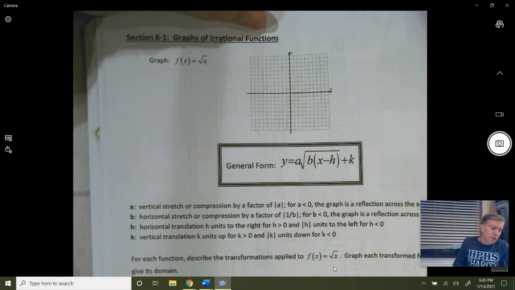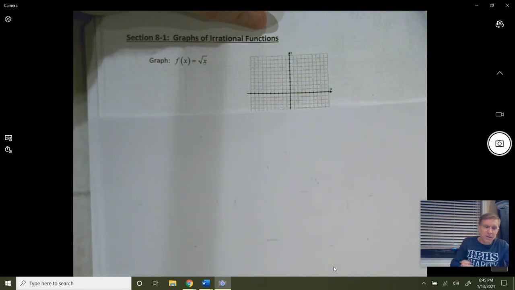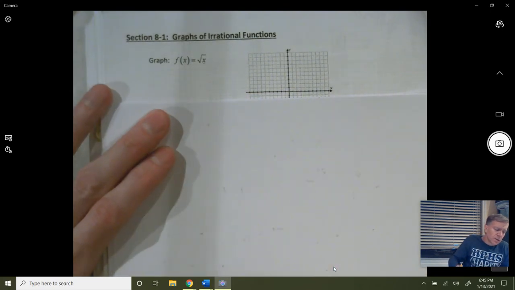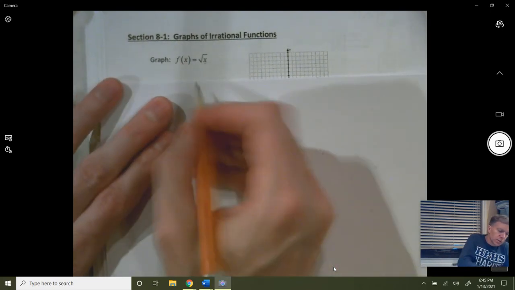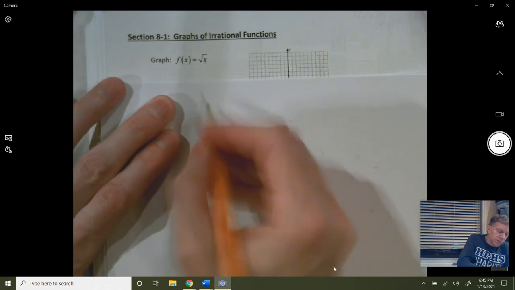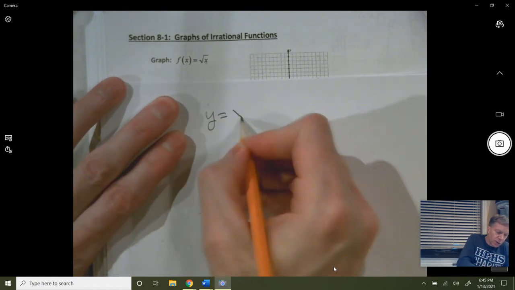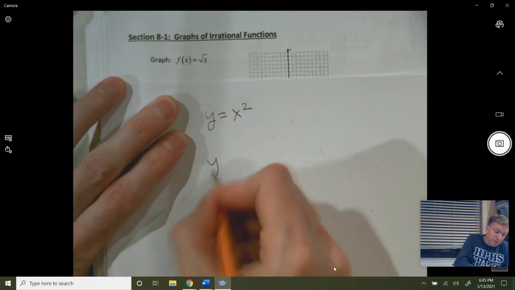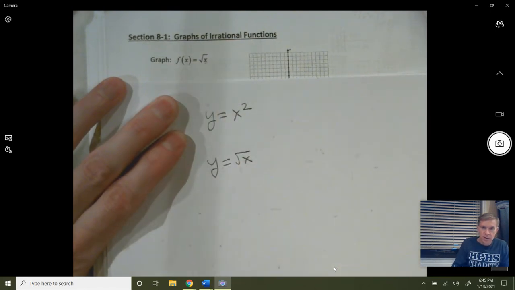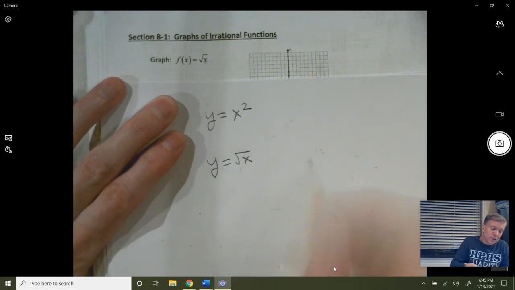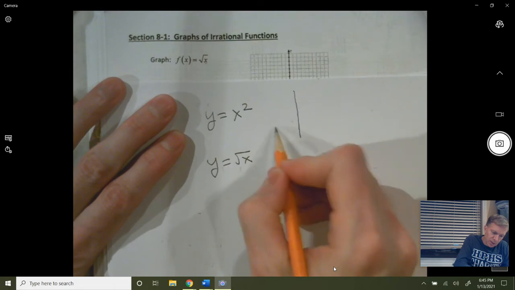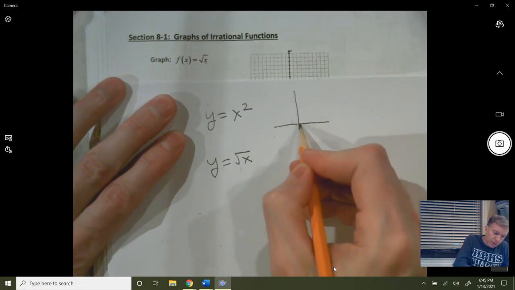Okay, now I want to relate this to what we did in chapter 5, where we did quadratics. We graphed parabolas. We graphed something in the form of y equals x squared. Here, this graph is y equals radical x. Okay, these two are very closely related to each other. Remember what y equals x squared looks like. We would graph right here, the vertex was here.